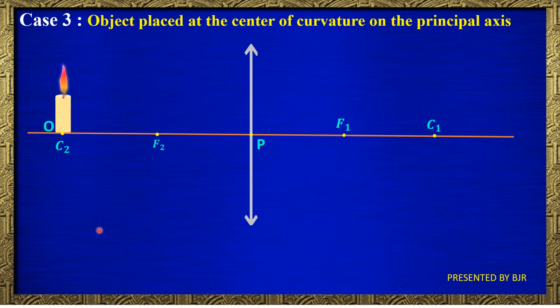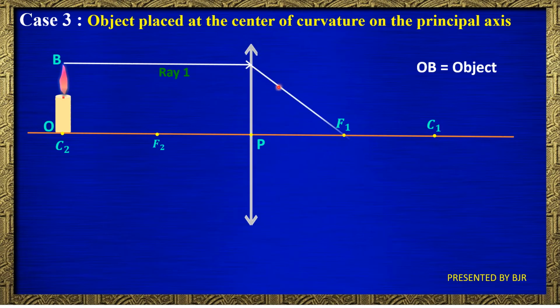Okay, so OB is what here? OB is the object. Now let us draw the same rays from the point B. The first ray, which is traveling parallel to the principal axis. See here, this is the first ray which is traveling parallel to the principal axis and falling on the lens. It will suffer refraction here, and the refracted ray will pass through the focal point F1 on the other side of the lens. Okay, so this is the first refracted ray.